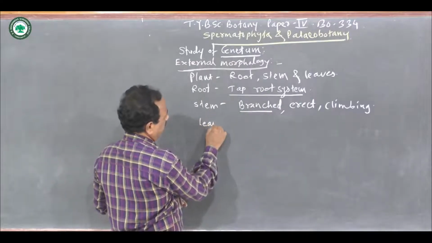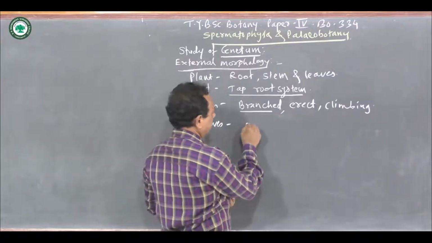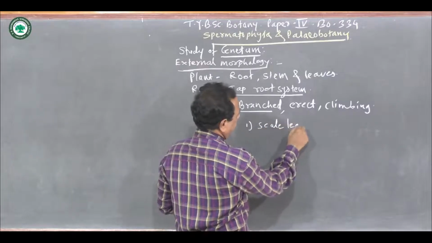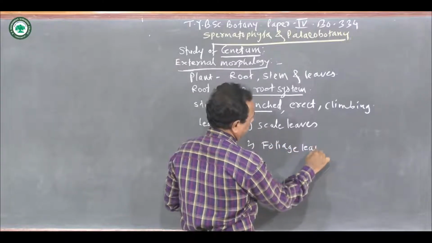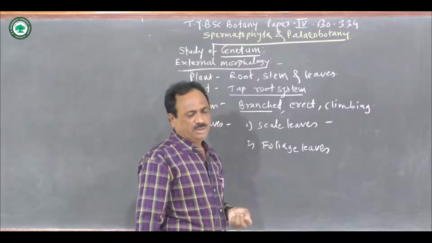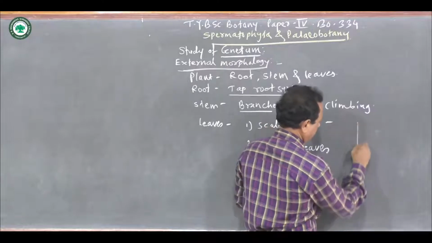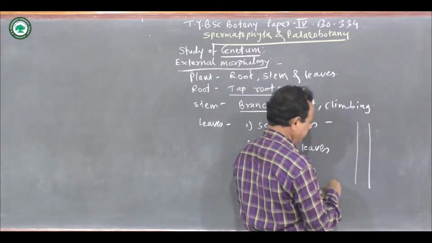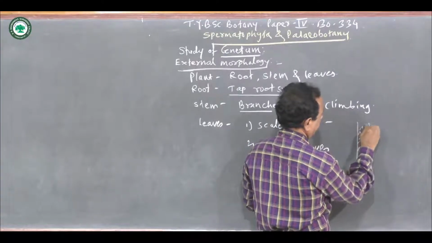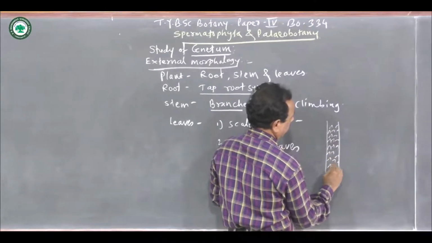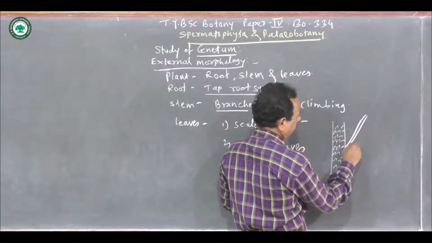And if we see the leaves, they are dimorphic. Two types of leaves are present, that is the scale leaves and the second is the foliage leaves. The scale leaves are small and scale-like. Suppose this is the main stem, and on this main stem the scale leaves are developed, and the foliage leaves are produced on the dwarf branches.